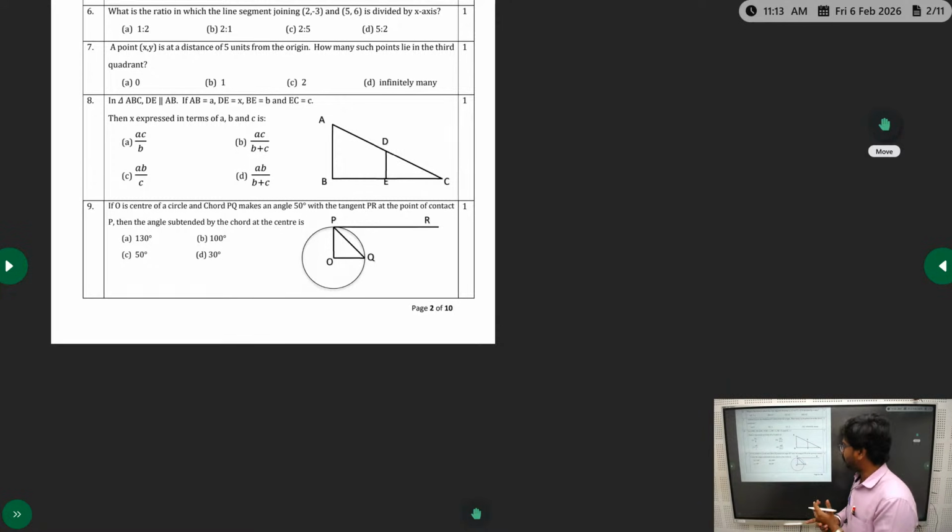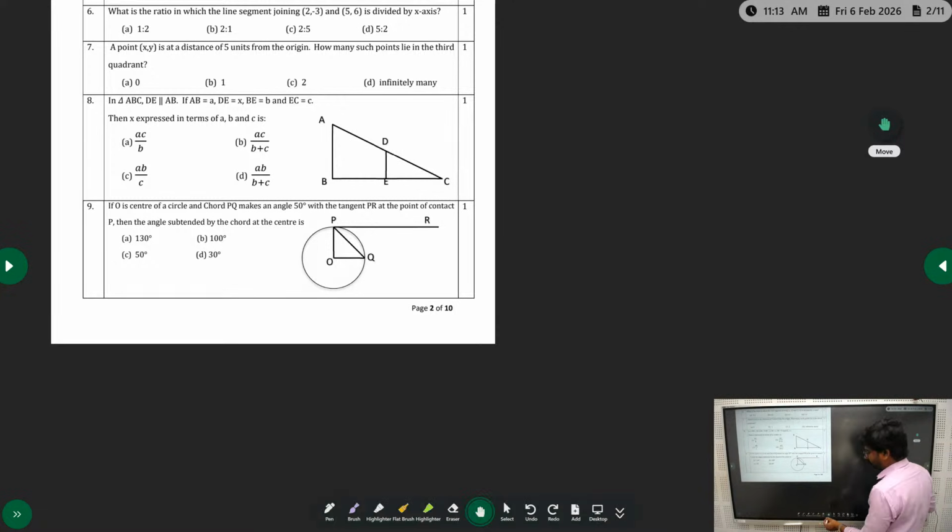The angle subtended by the chord at the center, the angle O. By looking at the figure, you may say it is 90 degrees. Correct? But no option is 90 degrees. In the exam, they will give 90 degrees as a trap. If you tick 90, the answer is wrong. Okay, now let me solve this.